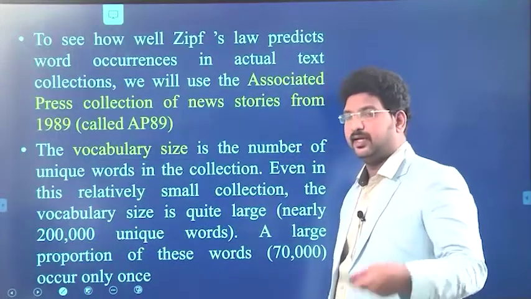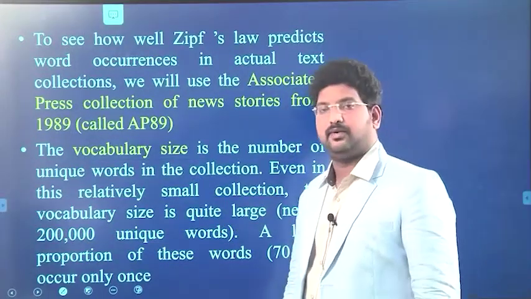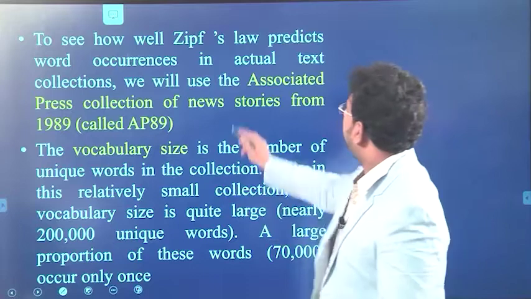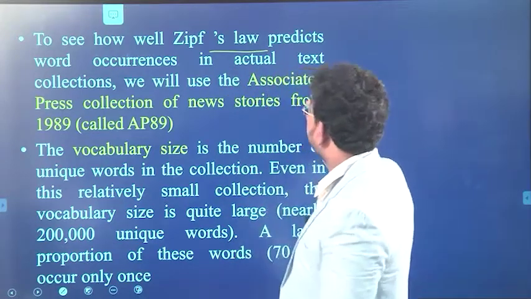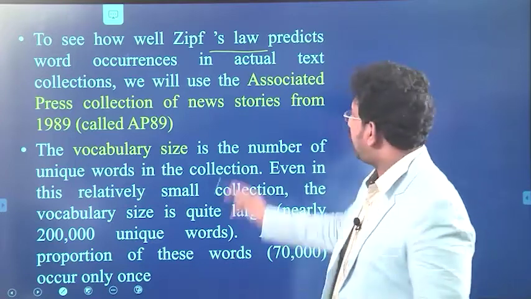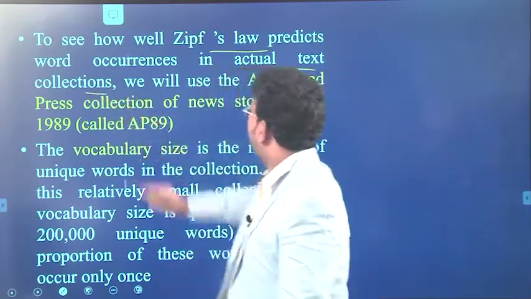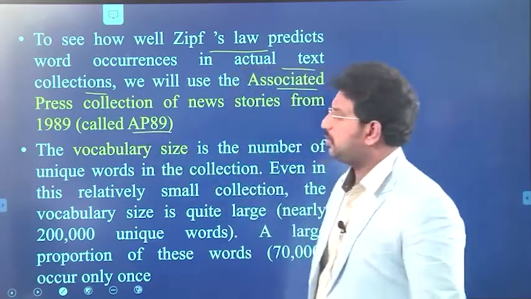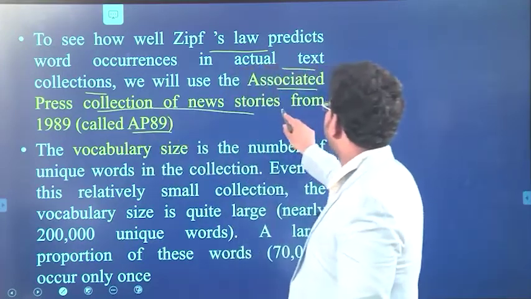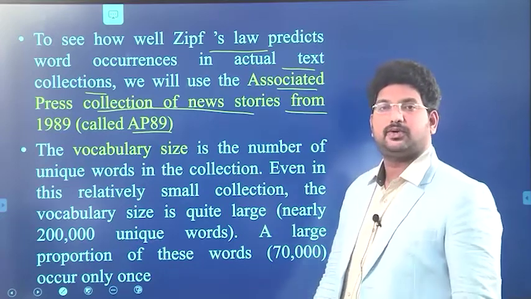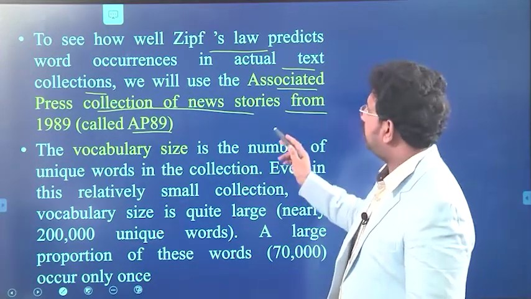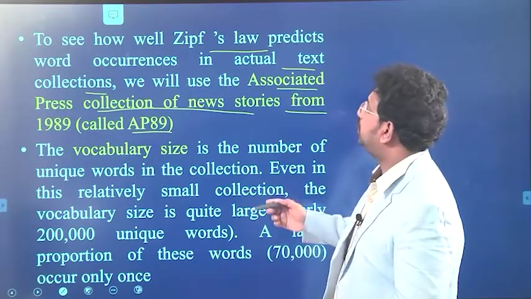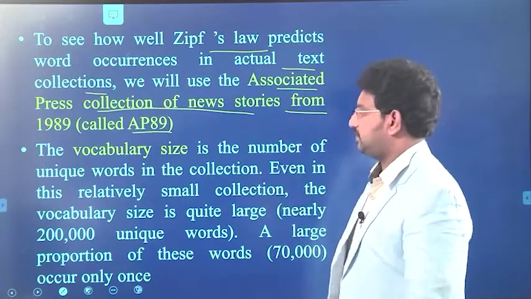Next, if we understand this with an example from an actual document collection, we will have a very clear idea of how well Zipf's law predicts word occurrences in actual text collections. We will use one example, AP 89, which is the Associated Press collection of news stories. This is the document collection we are going to use to clarify Zipf's law.